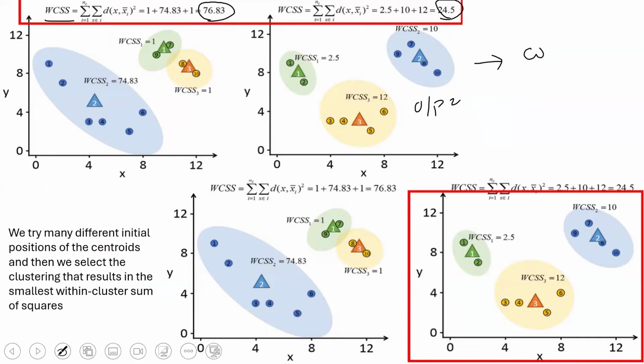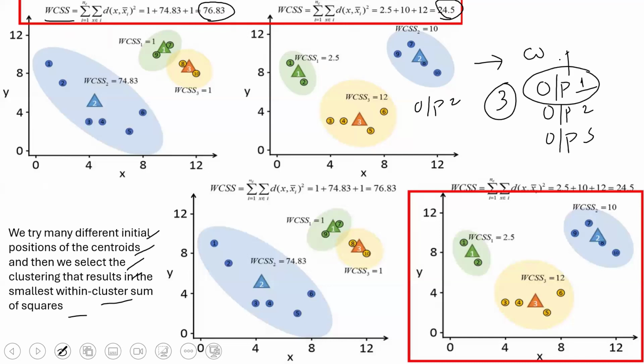Now how do we conclude the best clustering? We try many different initial positions of the centroids and then we select the clustering that results in the smallest within sum of squared errors. You iterate the whole k-means clustering with different centroids. So when you run it 3 times, you will get 3 different clustering outputs: output 1, output 2, and output 3. And for every output, you will calculate either the within cluster sum of squared errors or the between cluster sum of squared errors. You can calculate any one of these.